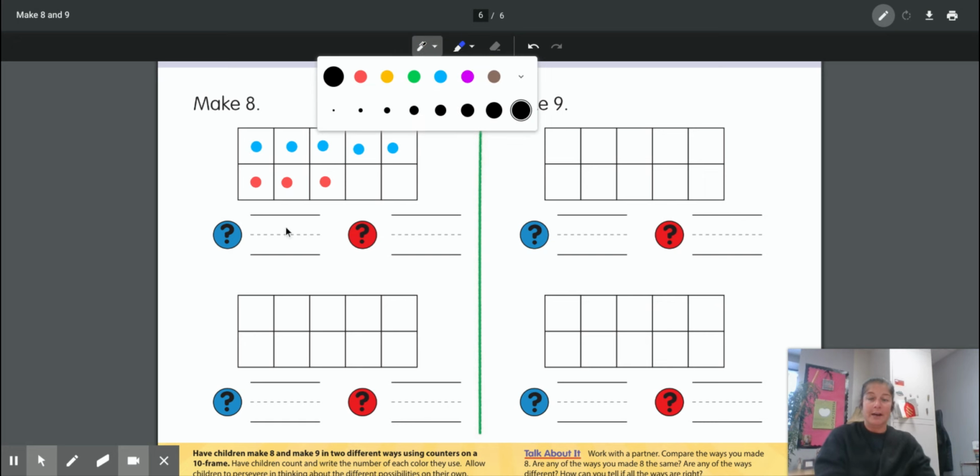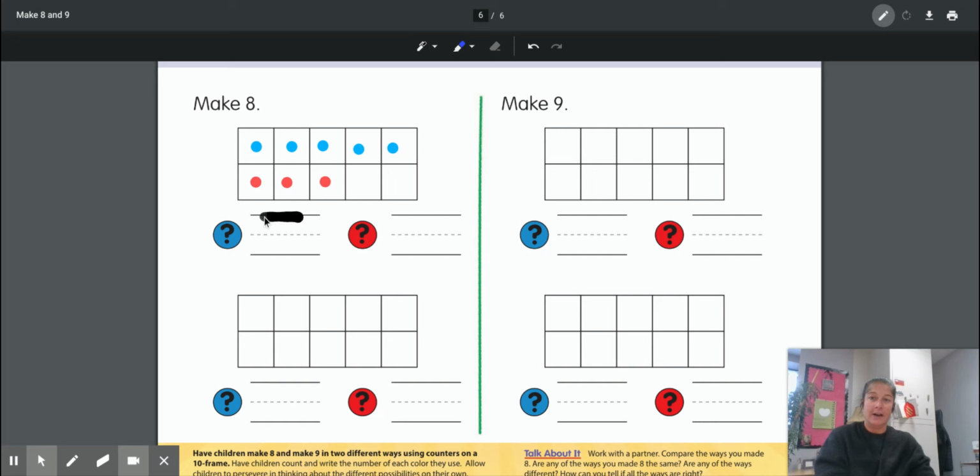pencil, I am going to write in how many I used. I used 5 blues and 3 reds. Please make sure you are not forgetting this part. It is just as important as filling in the 10 frame.